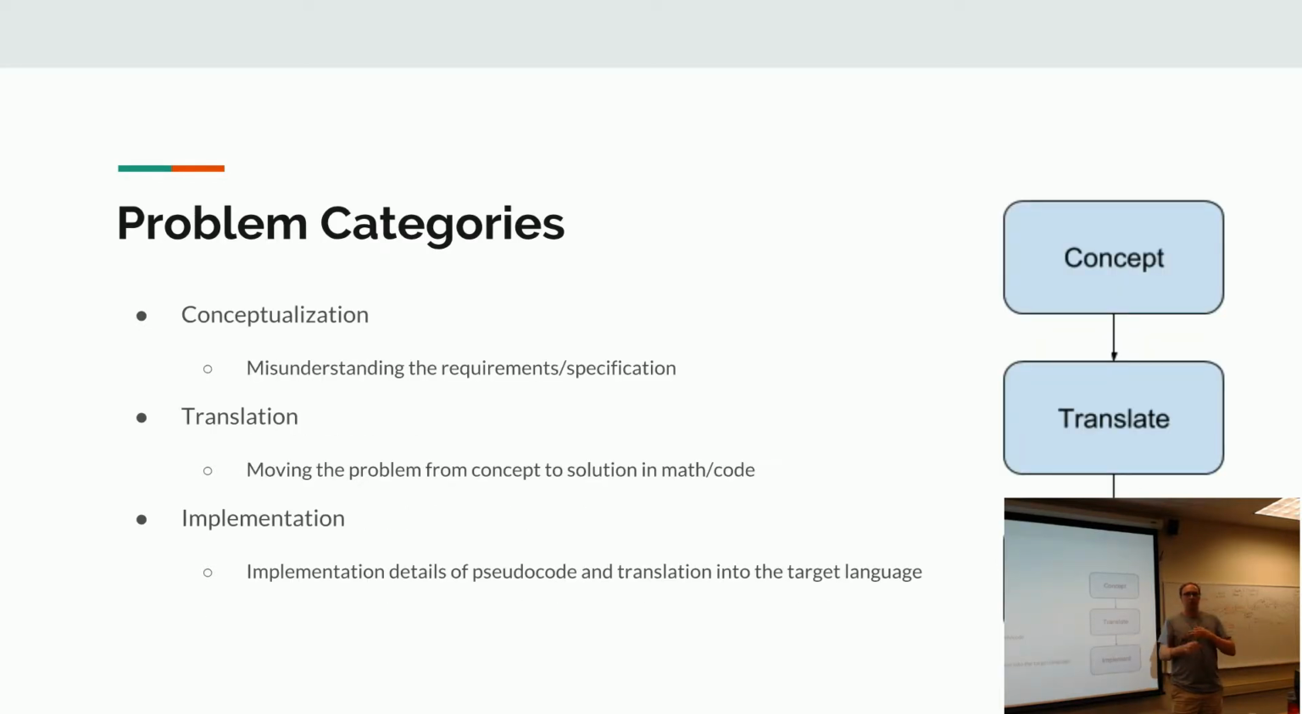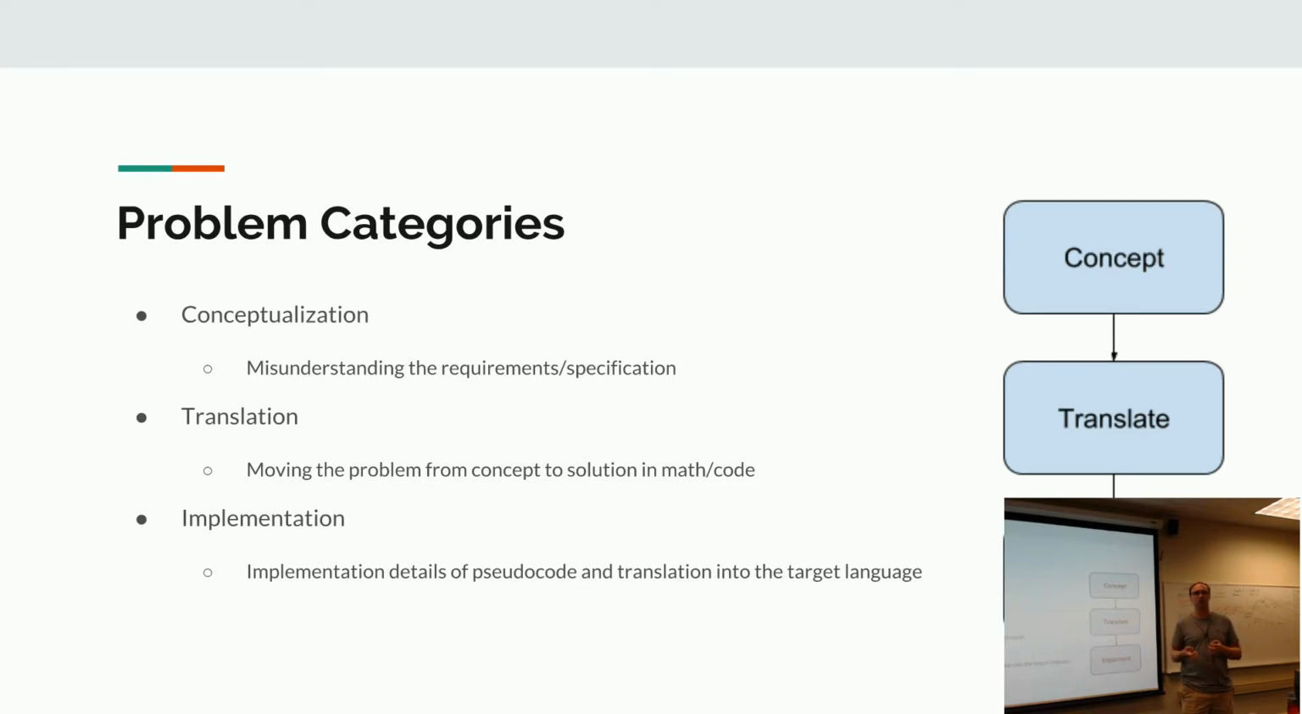So there's generally 3 steps I go through when I had to write assembly programs for that class. It was conceptualizing the problem, translating the problem from the concept into some form of logical series of steps, and then implementing that logical series of steps into the actual target language. In this case, it's MIPS assembly. So there's various problems that can arise in each of these categories.